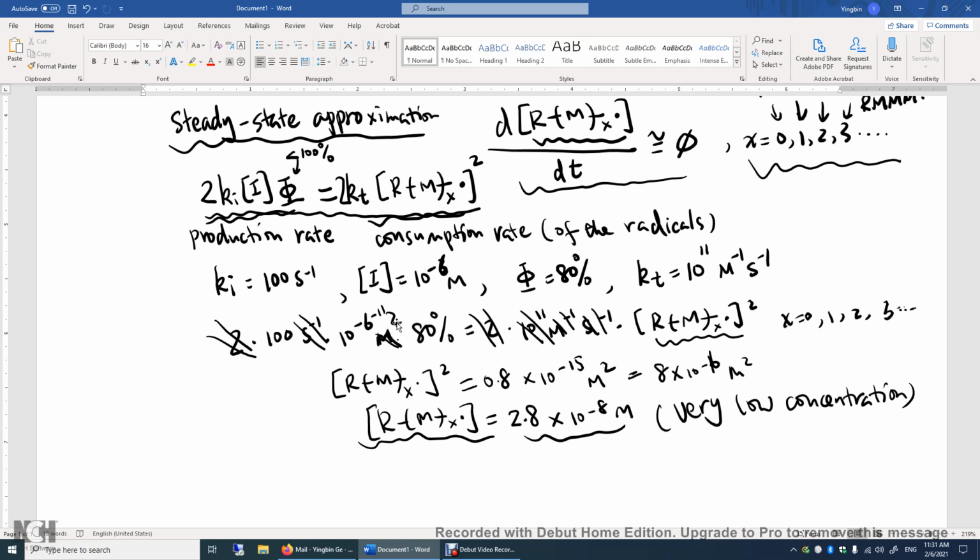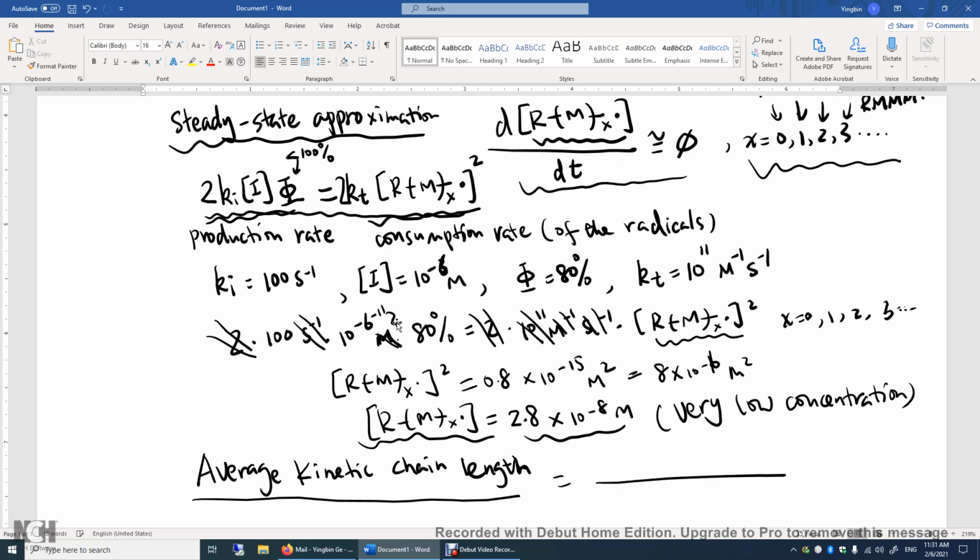And now I'm going to give you another numerical example to compute the average kinetic chain length. The concept of this is just very simple. We're going to just look at the consumption rate of M. M stands for monomer. Divided by the production rate of radicals. All right, well, why is that?